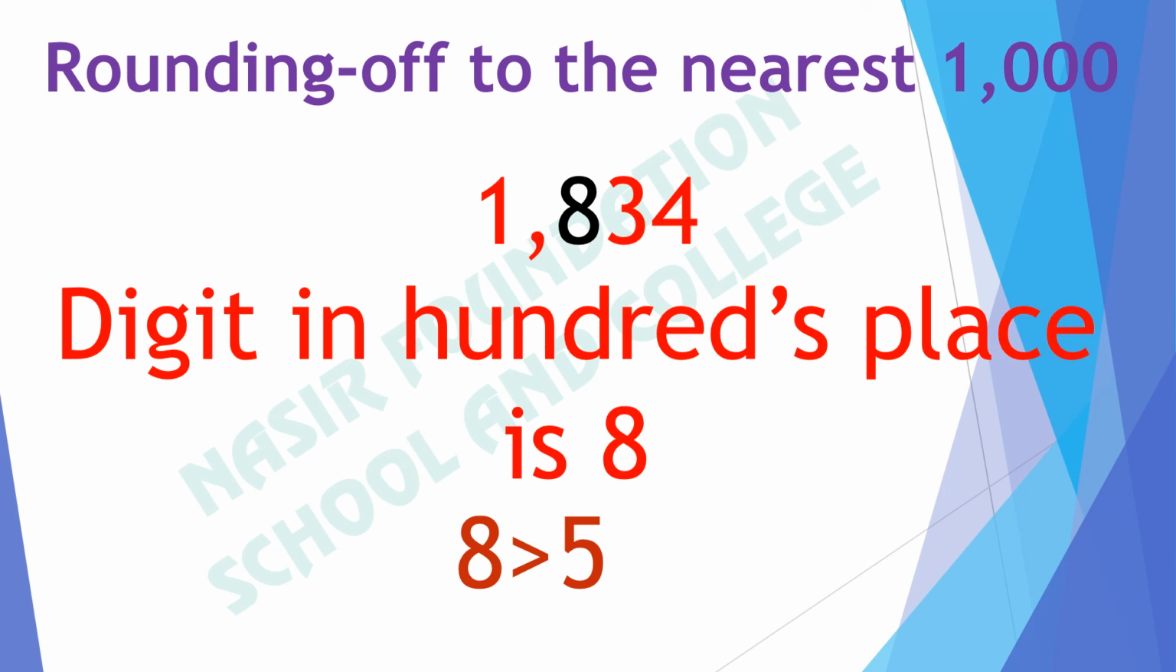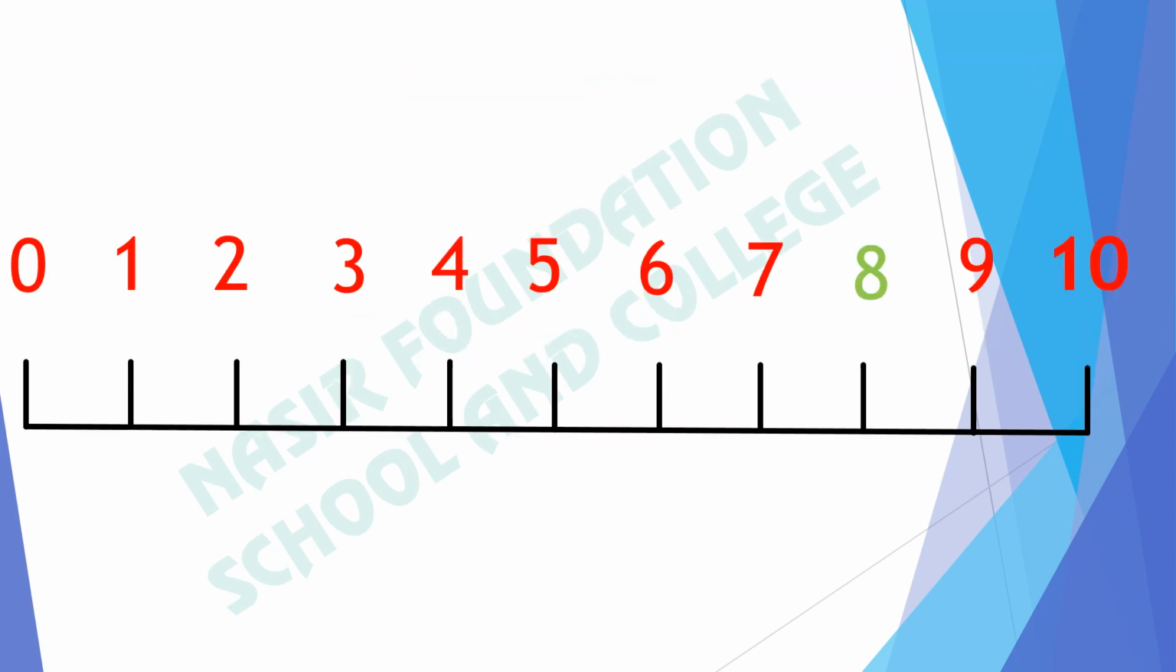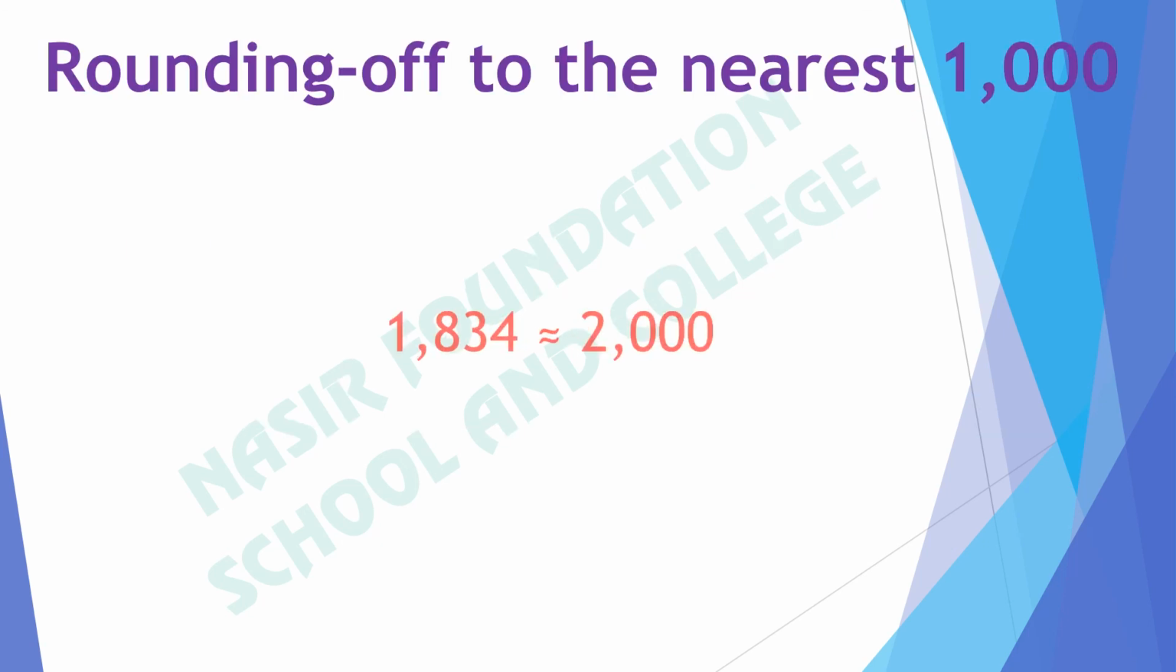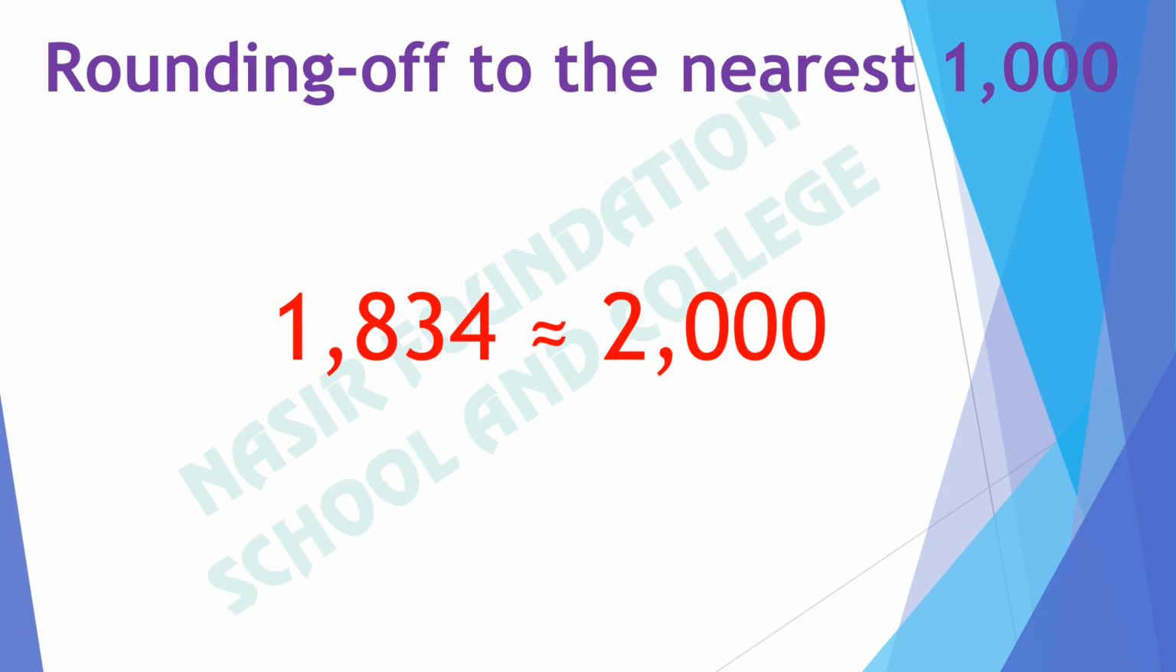We will place it on the number line. We will see that 8 is nearer to 10. So we will round it off to the next number. So we can say that 1834 is nearly equal to 2000.